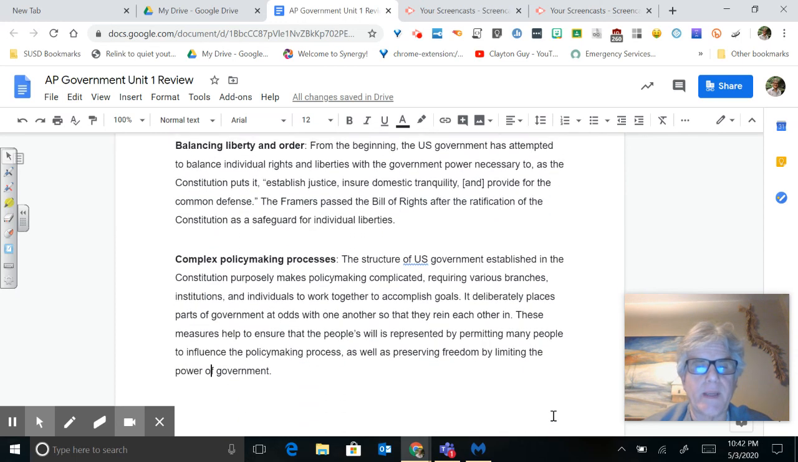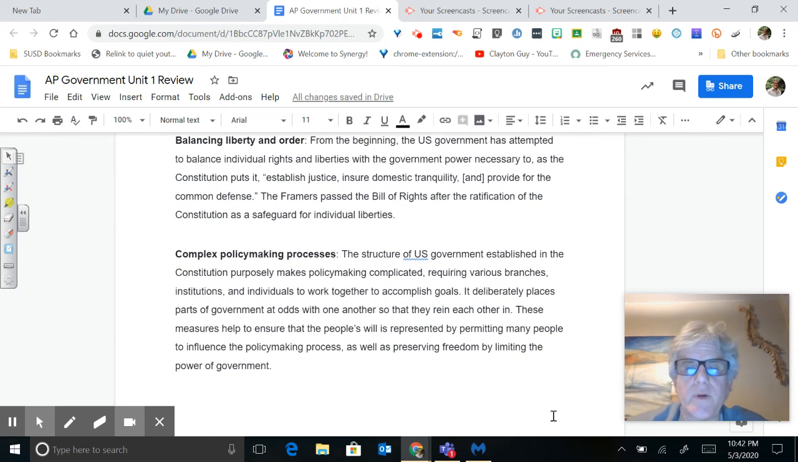Complex policy-making process. The structure of the U.S. government established by the Constitution purposefully makes policy-making complicated, requiring various branches and institutions and individuals to work together to accomplish goals. So to pass a bill, you have to go through the House, you have to go through the Senate. Each has a complicated process. Then it has to go to the president. The president either has to sign it or not sign it after days. If he doesn't sign it or if he vetoes it, then it goes back to Congress.